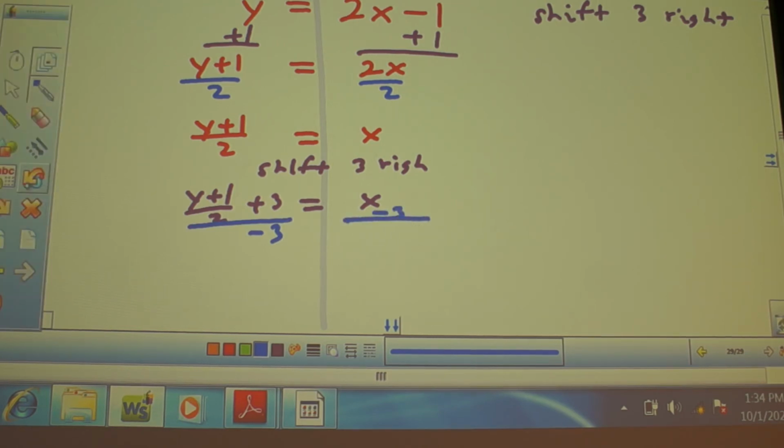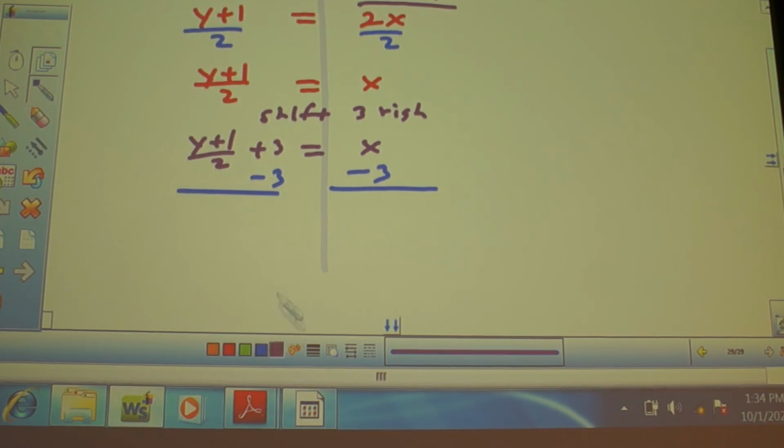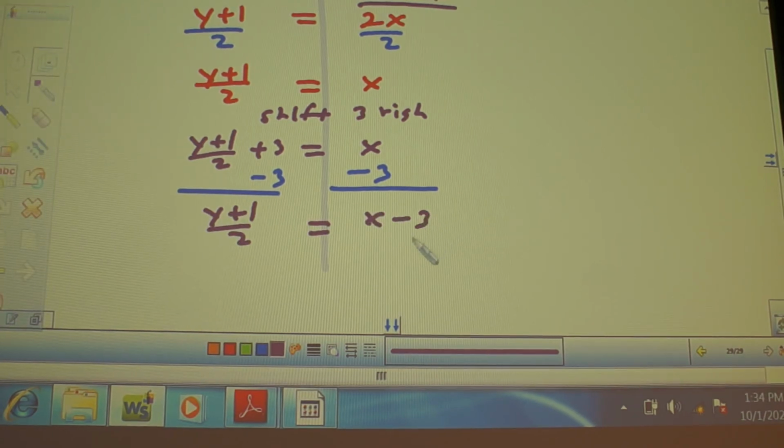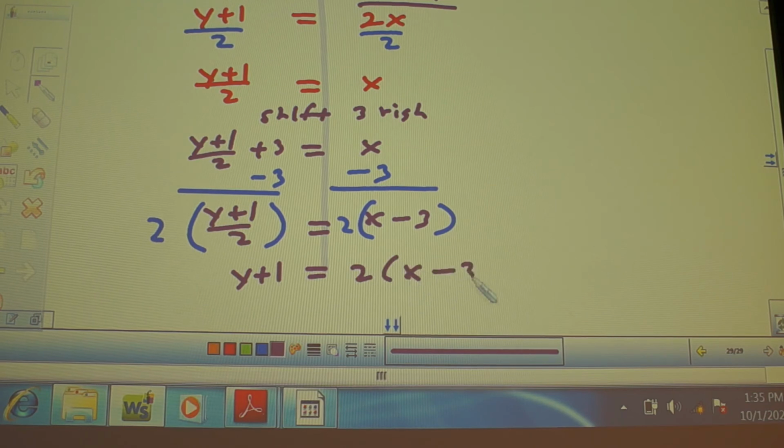My bad. Let me draw these lines in a different spot. Subtract 3 from both sides. That's a lot easier. So then we end up with y plus 1 over 2 equals x minus 3. So now I'm trying to solve for y. So you need to put it back in terms of y. Now I need to multiply both sides by 2. So I'm going to multiply this side by 2, multiply this side by 2. And I'll get y plus 1. Right, that gets rid of my 2. Equals 2 times x minus 3.